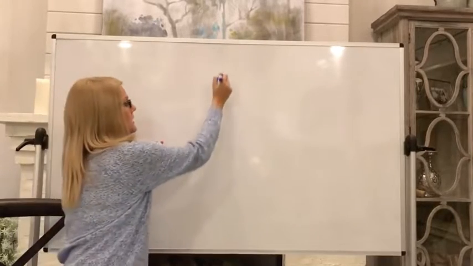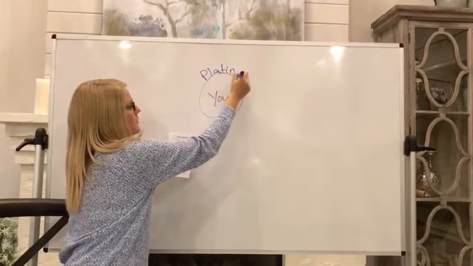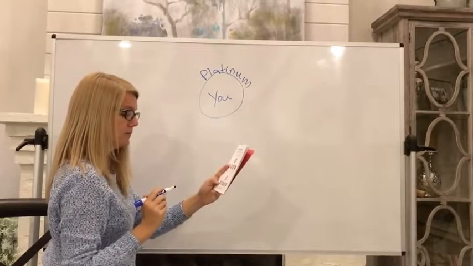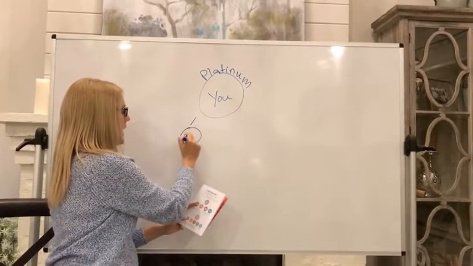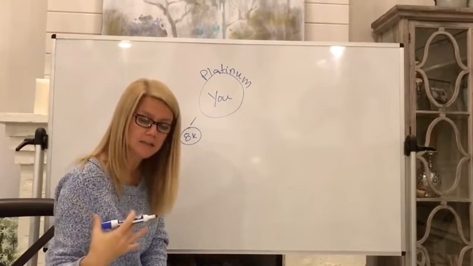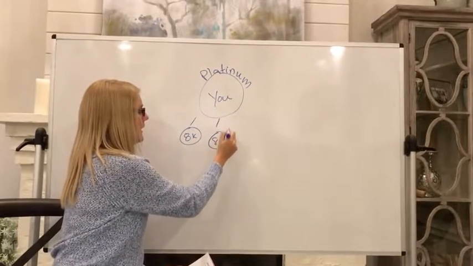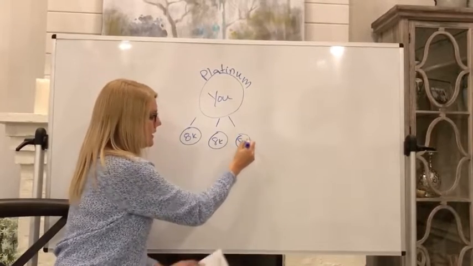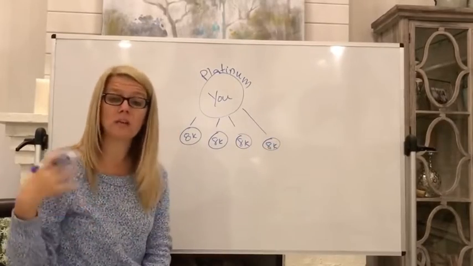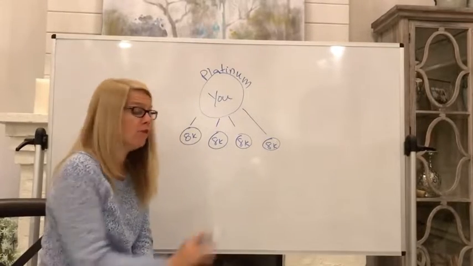I'll do one more. Let's say this is you. In the book, I have it, and you are a platinum. It's on the very bottom page here. You've got one leg here at 8K, and you're going to understand in the upcoming videos what it takes to be at the rank of platinum. You're going to have a leg here at 8K, a leg here at 8K, and a leg here at 8K. $8,000 in OGV, okay? All of these legs right here have 8,000 in volume.